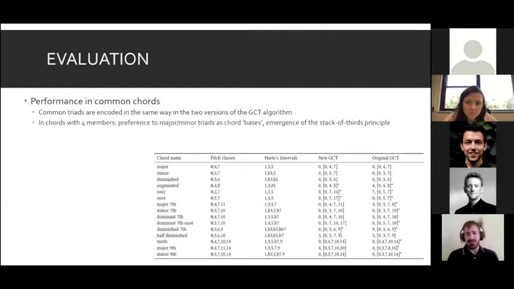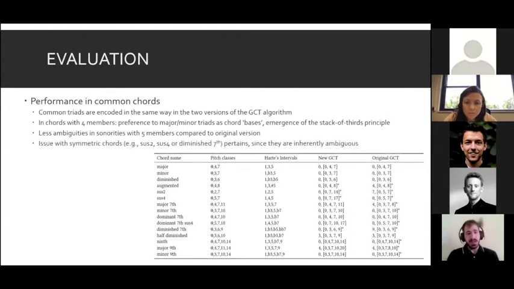In tetrads, the novel version shows a preference for major and minor triads for bass, and the stack of thirds principle emerges. Ambiguities, like the case of a minor 7th chord, are no longer appearing, especially at chords with 5 or more members. However, symmetric chords like a diminished 7th chord or sus2 or sus4 chords are inherently ambiguous and require contextual information to be confirmed, which still requires some additional rule-based decisions.